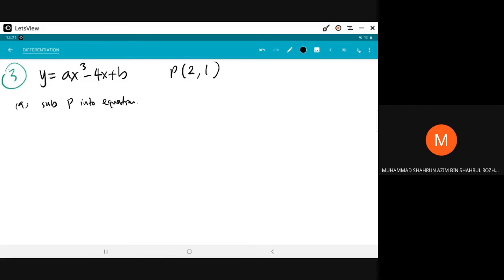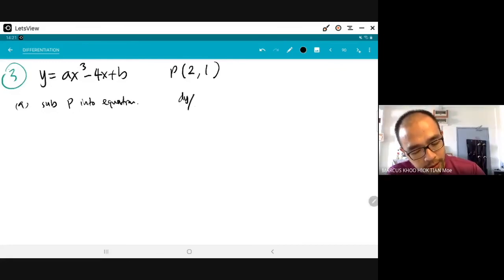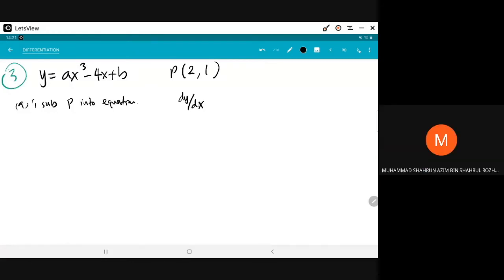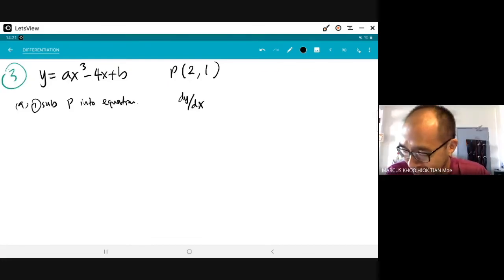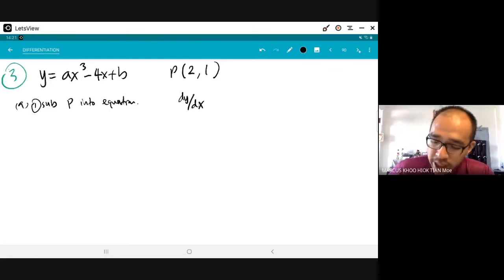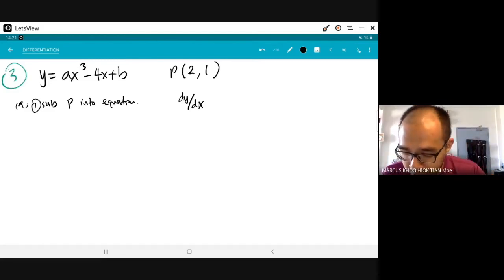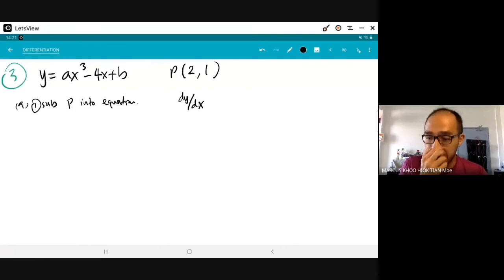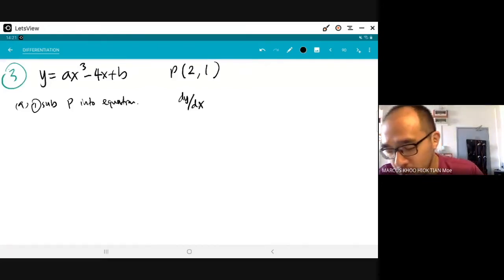Differentiate. If you differentiate, and then after that? Sub the coordinate. Sub the coordinate can, but the problem is I don't have the gradient for that. Do I have the gradient? No, I don't have the gradient. They only tell me the tangent is at 2 and 1, but they don't tell me what the value of the gradient is. So how?